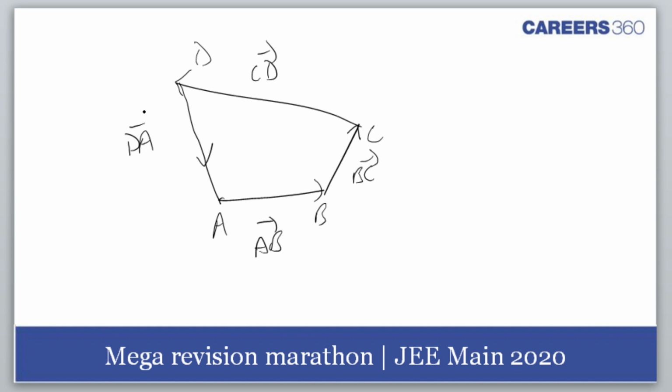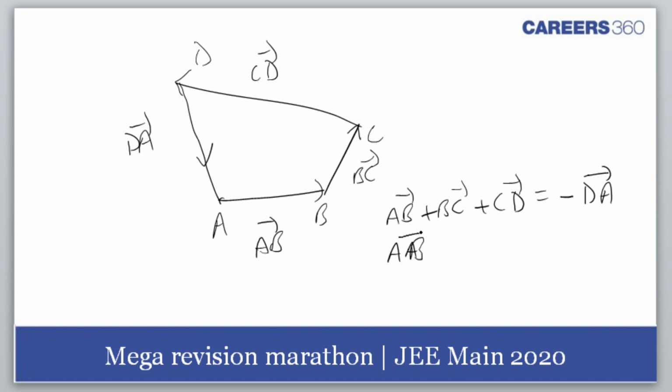Yes, tell me. 0. Yes, Sanskriti, you're right. Why? Because according to the polygon law of vectors, AB plus BC plus CD is nothing but minus DA. Yes, Rashmi, you're right. So minus DA, you bring it here. That's what we did in the previous slide. CD and plus DA would be equal to 0.